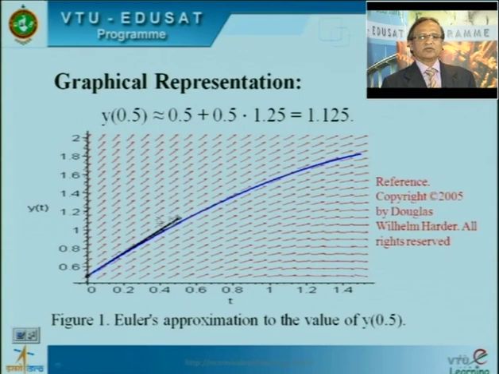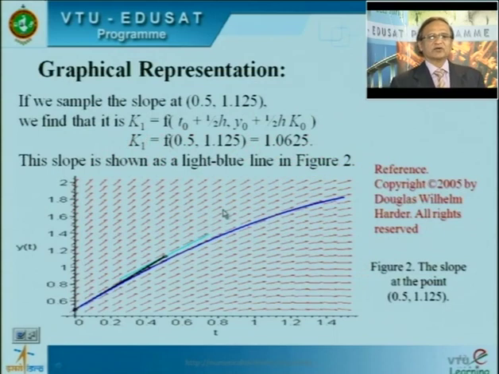1.125. I hope it lies between 1 and 1.2. Is it clear? So, this is the slope that we have calculated. So, you can say that Euler's approximation to the value at t is equal to 0.5. So, we have obtained this position, right. Now we want to move further. How do we calculate? That is the question.